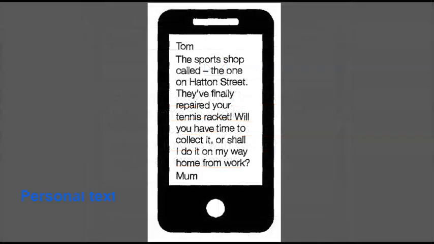This is a personal one-on-one text message. Let's identify the vocabulary like we did with the last text. Sports shop called. They've repaired tennis racket. You have time to collect it? Shall I? My way home from work. What's the purpose of this text? Who's it for?